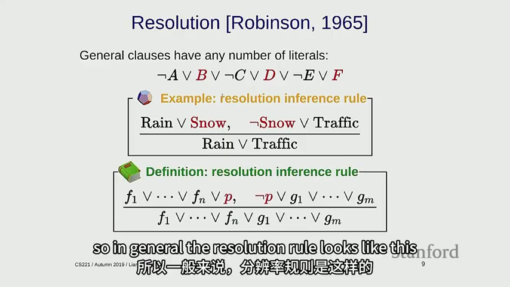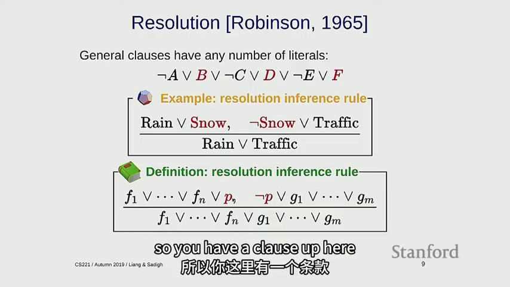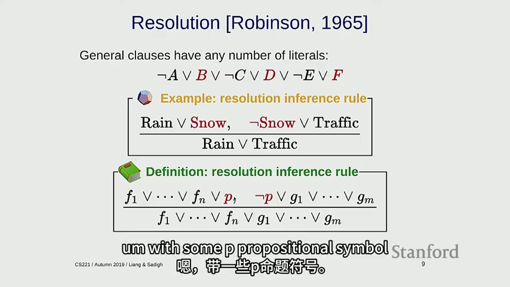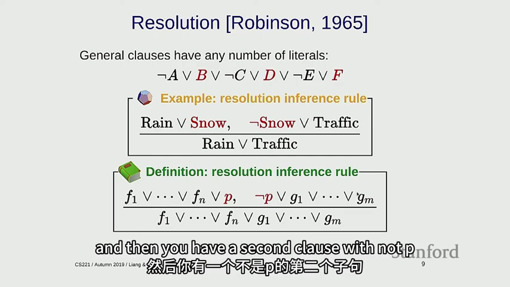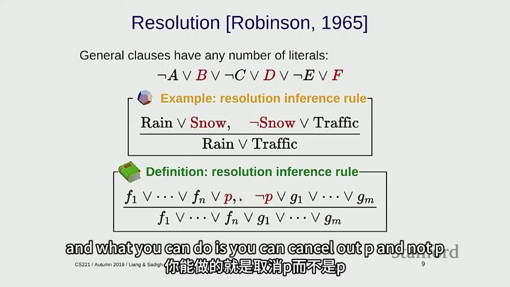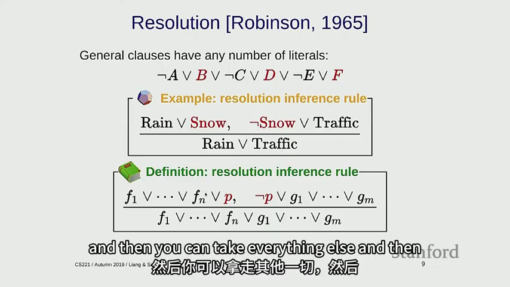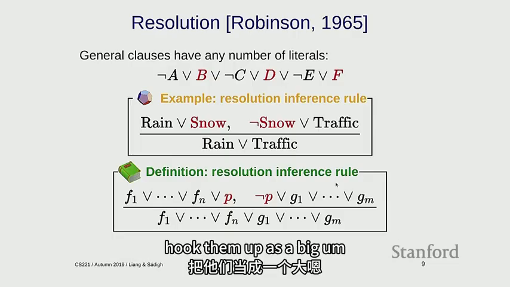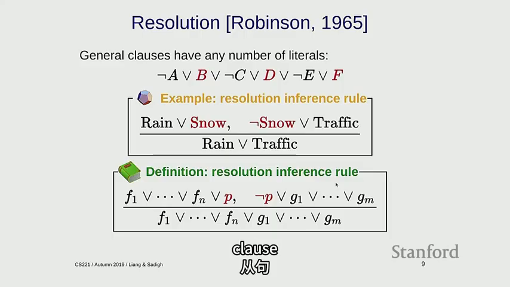So in general, the resolution rule looks like this. You have a clause up here with some P, a propositional symbol, and then you have a second clause with not P. And what you can do is cancel out P and not P, and then take everything else and hook it up as a big clause.